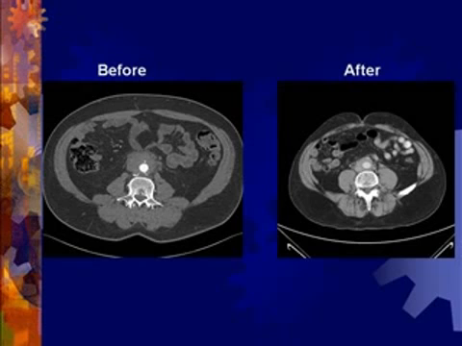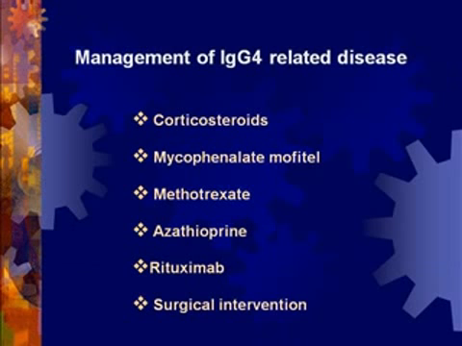So what are the other things that we use for treatment of this condition? Corticosteroids seem to work the best, but because of some comorbidities, like a patient who's a diabetic or insulin dependent, we try to avoid steroids if we can. Mycophenolate mofetil, methotrexate, azathioprine have worked very well as steroid-sparing agents. Rituximab is used if we are unable to achieve what we want to with these other drugs.